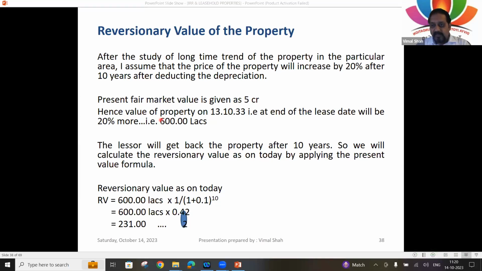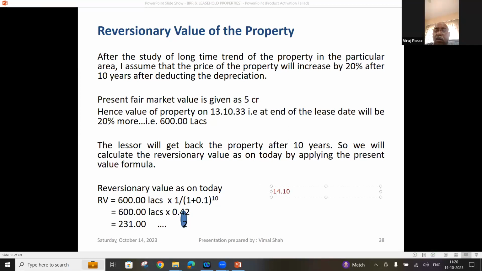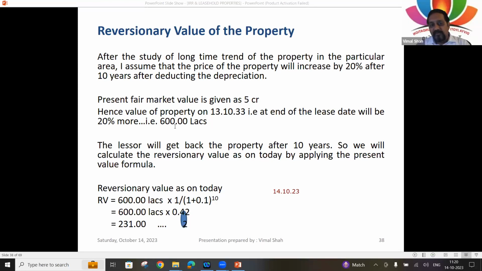Am I right? But this 6 crore rupees value will be when? It will be after 10 years. When are we doing the valuation? Today. We are doing the valuation today, 2023. So what you have to do? You have to defer this 6 crore rupees value by 10 years and bring it to today's value. So you can say this is the reversionary value of the property.